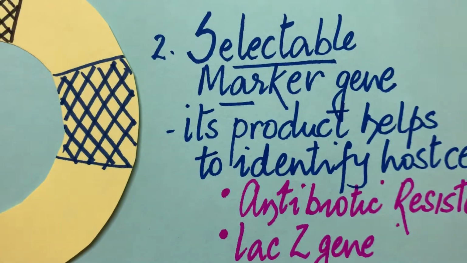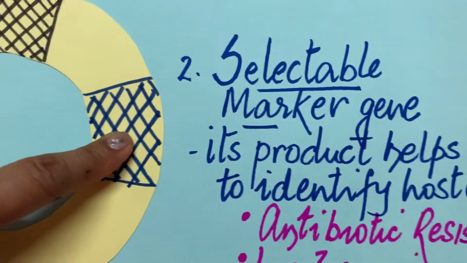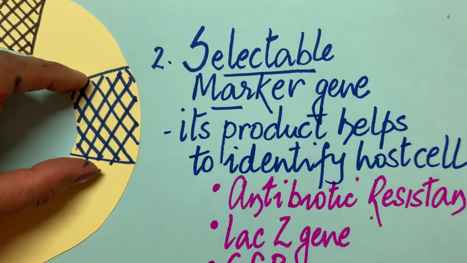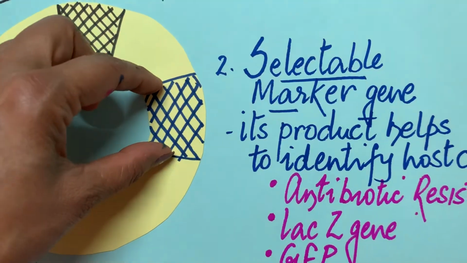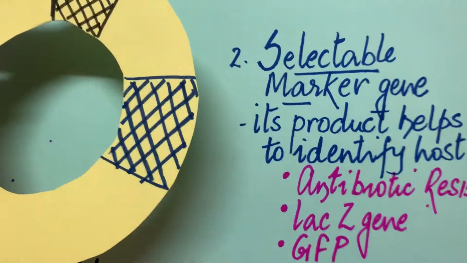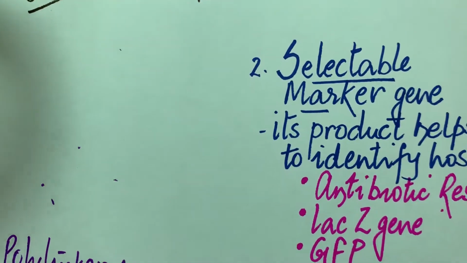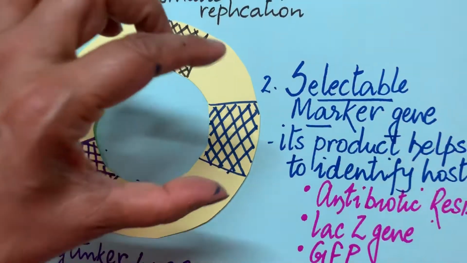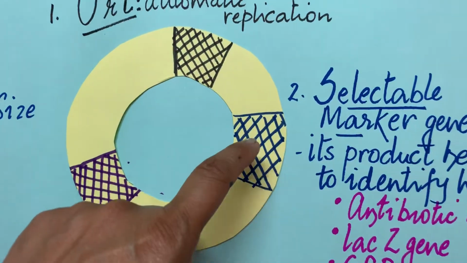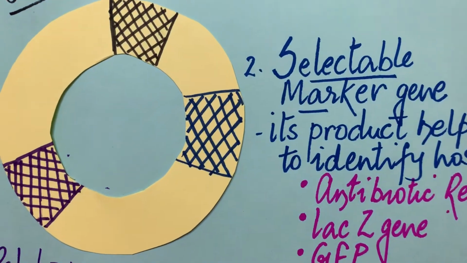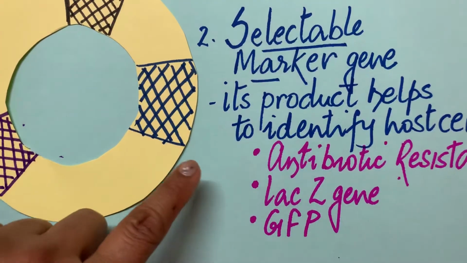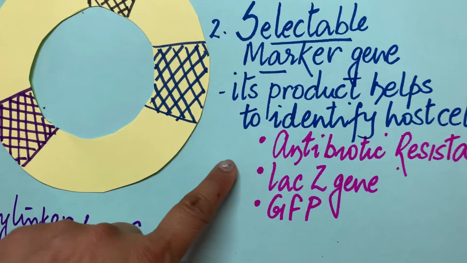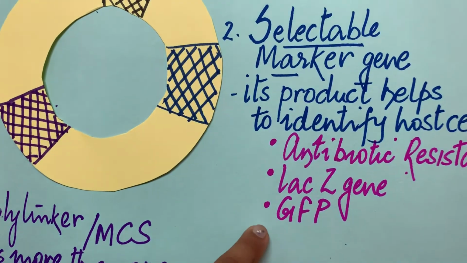Second is selectable marker gene, presence of selectable marker gene. So selectable marker gene is basically the gene which helps you to identify the plasmid which is present in the bacteria. Okay, so those bacterial cells which have the insert can be identified by using the selectable marker. So selectable marker can be antibiotic resistance, or it could be lacZ gene, or it could be green fluorescent protein.